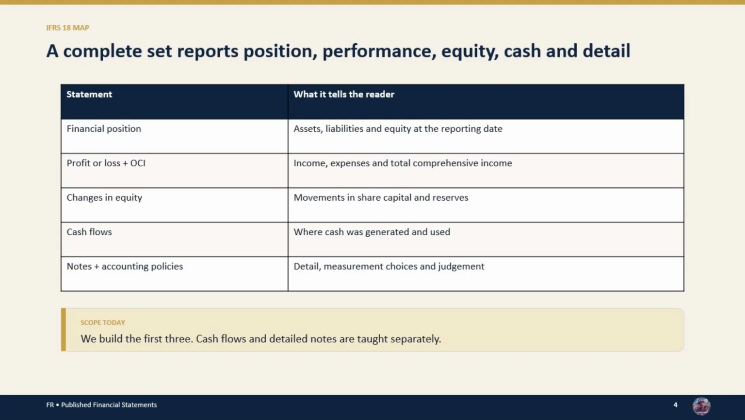A complete set is broader than the three statements we are building today. It also includes cash flows and notes with accounting policy and explanatory information. Financial position reports assets, liabilities, and equity at a date. Profit or loss and other comprehensive income report performance over a period. Changes in equity explains movements in capital and reserves. Cash flows explain cash generated and used. Today, we deliberately focus on the first three. Cash flows and detailed notes deserve separate lessons.